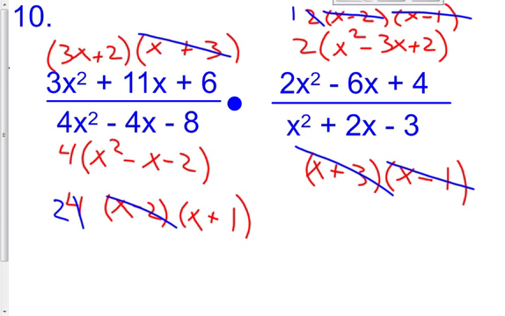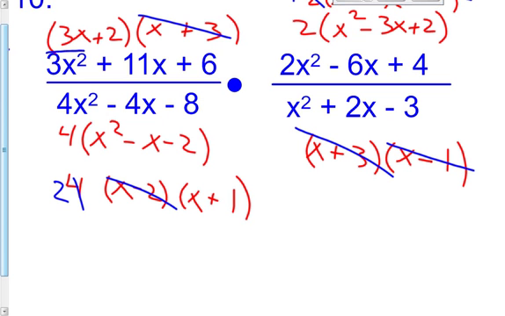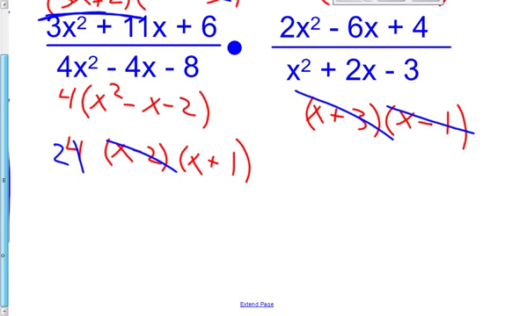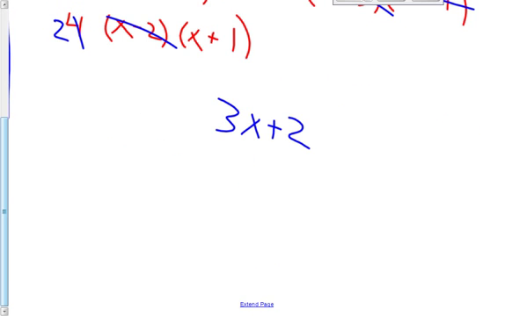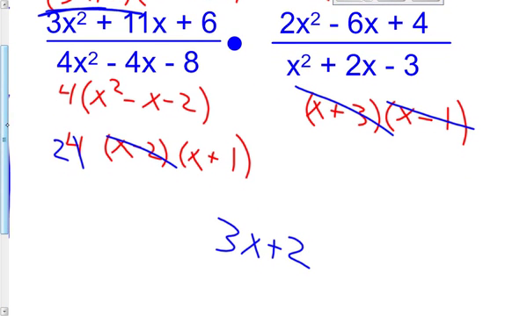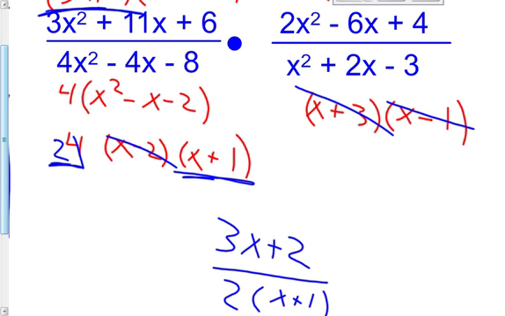So what do we have left in the numerator? We have 3x plus 2. And what do we have left in our denominator? We have 2 times the quantity x plus 1. So the answer is 3x plus 2 divided by 2 times the quantity x plus 1.